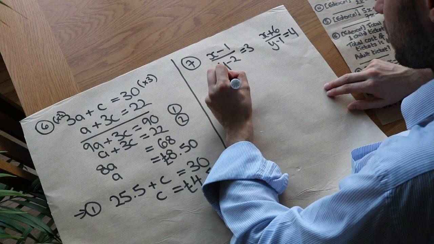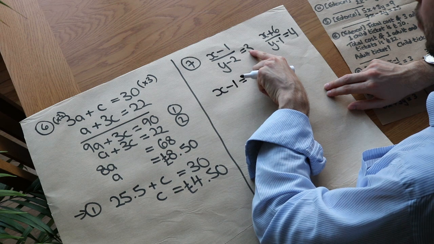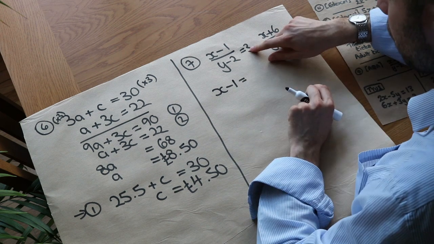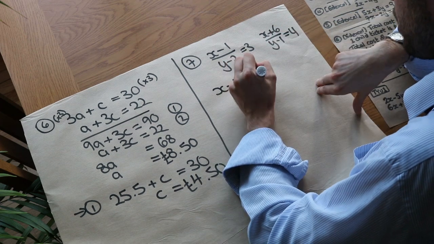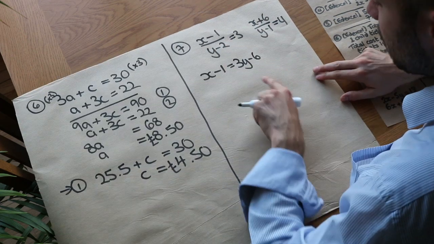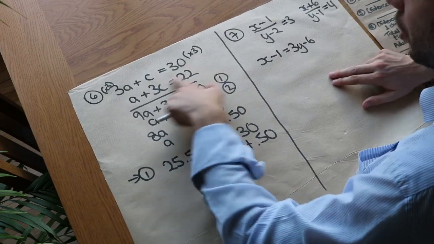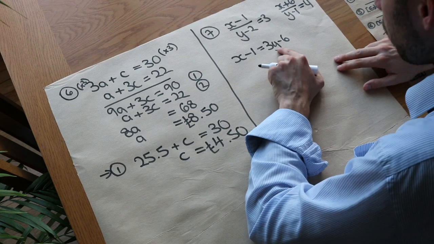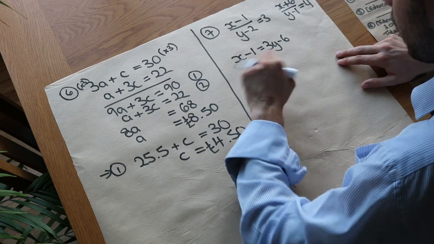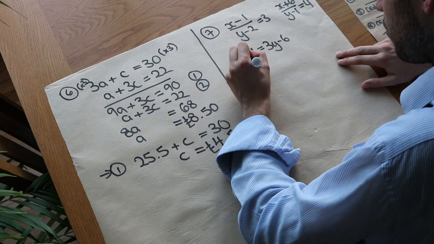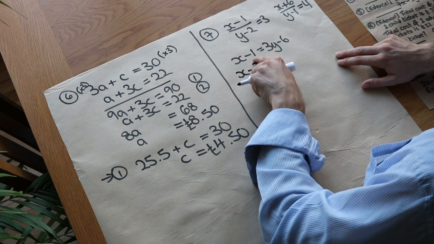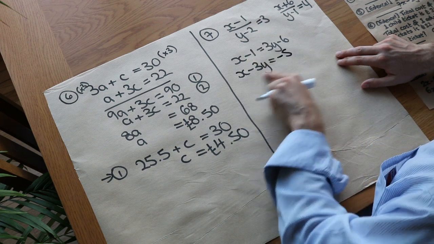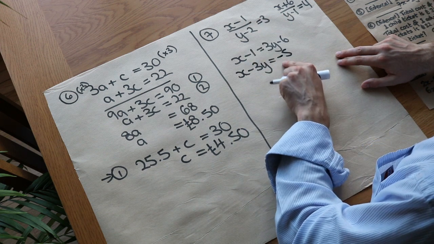So times that by y minus 2, we get that. And if we times the 3 by y minus 2, you could write 3 brackets y minus 2, but I just do it in one go. We've got 3 lots of y minus 2, which is 3y minus 6. And then if we just rearrange it a bit to get the sort of usual form of the equation, like something x plus something y equals something, then why don't we say subtract 3y from both sides? We have x minus 3y. And to get rid of that minus 1, why don't we add 1? So minus 6 plus 1 is minus 5. And that looks a bit more what we're used to. Something x plus something y equals something.